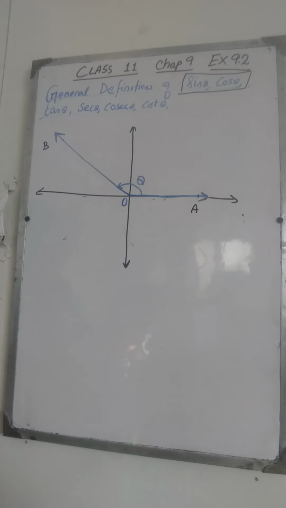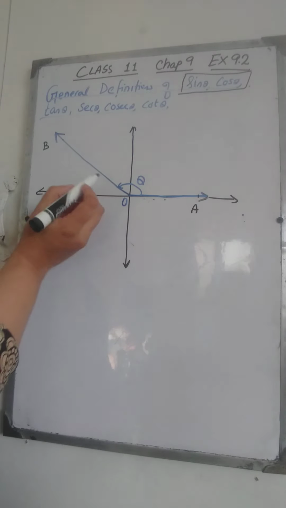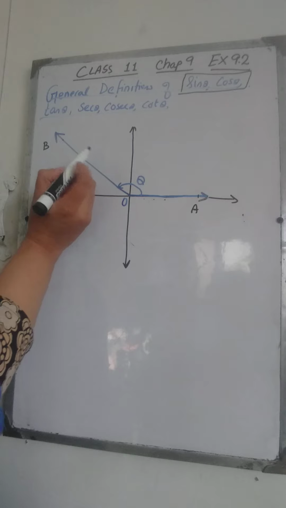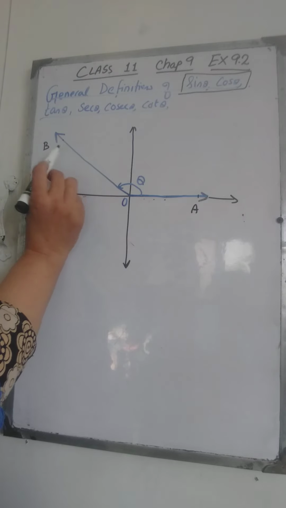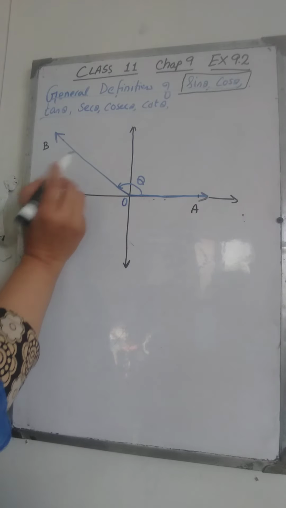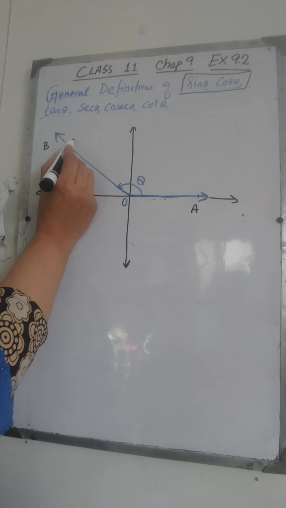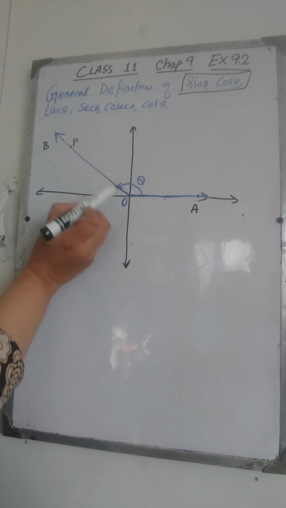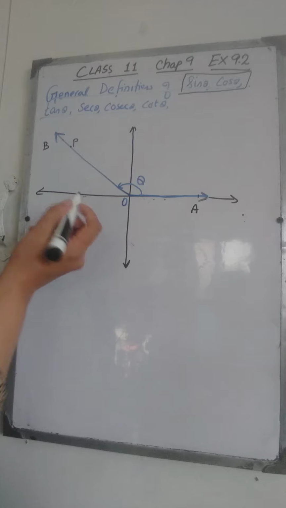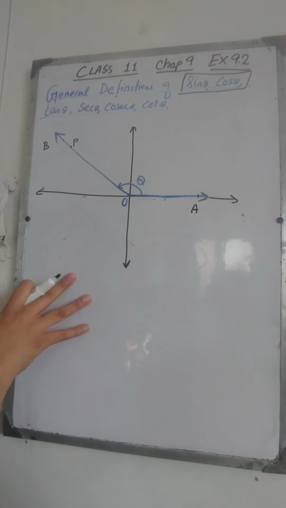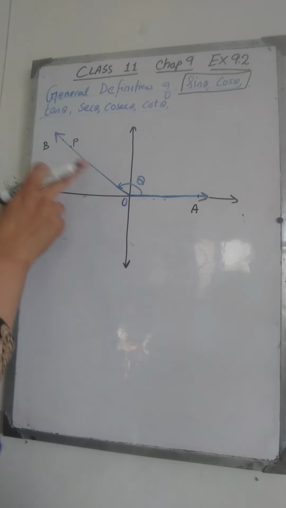The first step is that you are going to take a point P on the terminal arm. It doesn't matter, it can be anywhere on this line, but take it on the terminal ray, not at any other place. Take P on this arm. It does not depend upon the position of P. The answer will be the same for sine theta or cos theta, even if P changes its position.